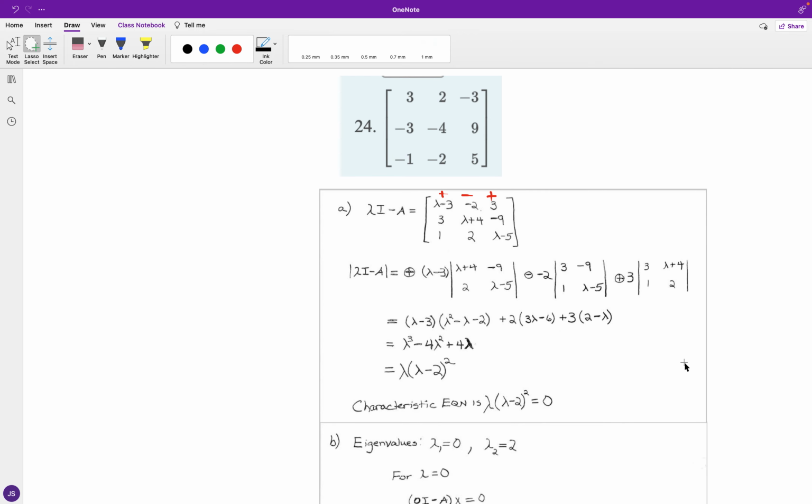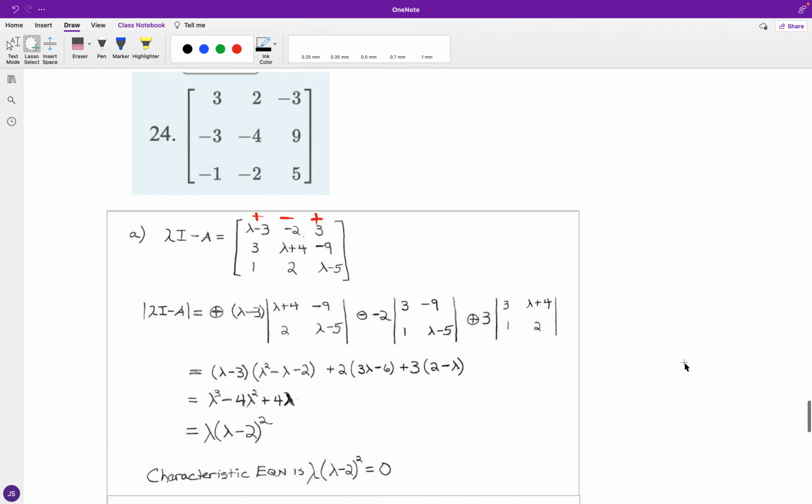And looking at attaining the setup for the characteristic equation, we have lambda minus 3 times the resulting 2 by 2 determinant, which is going to be lambda squared minus lambda minus 2.